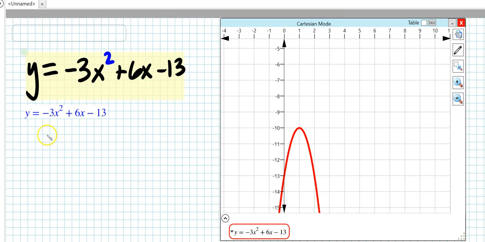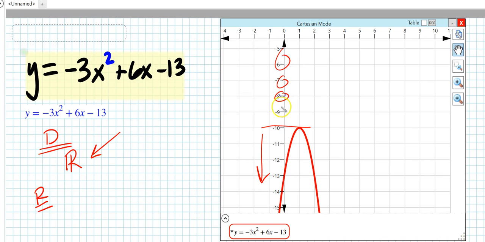So for the domain, okay, the domain of any quadratic function is going to be all real numbers. Anytime you have a quadratic function, it's going to be all real numbers guaranteed. The range is going to be all the proper values of the y variable. So in this case, you can see that the y values begin at negative 10 and go all the way down to infinity. There is no y value for negative 6 or for negative 7 or negative 8 or negative 9 or anything above that for that matter.